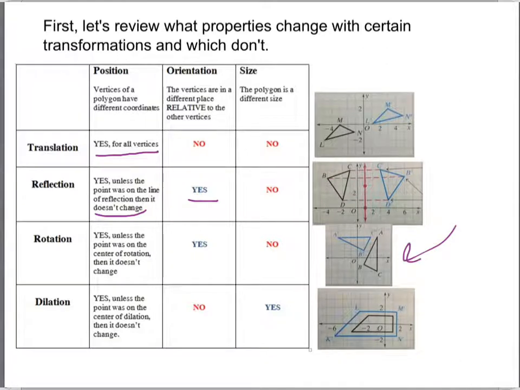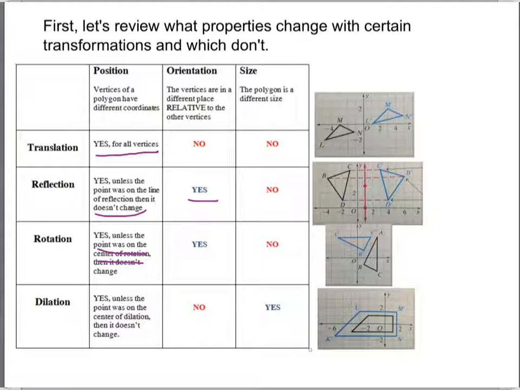Okay, the next one is a rotation. The position of the coordinates does change, except if the point is on the center of rotation. So let's say we're asked to rotate a figure like this, and I would rotate it 90 degrees counterclockwise. The point, if it were on the center of rotation, would not change. But otherwise, yes, the positions of the vertices do change. The orientation also changes, but the size does not change.